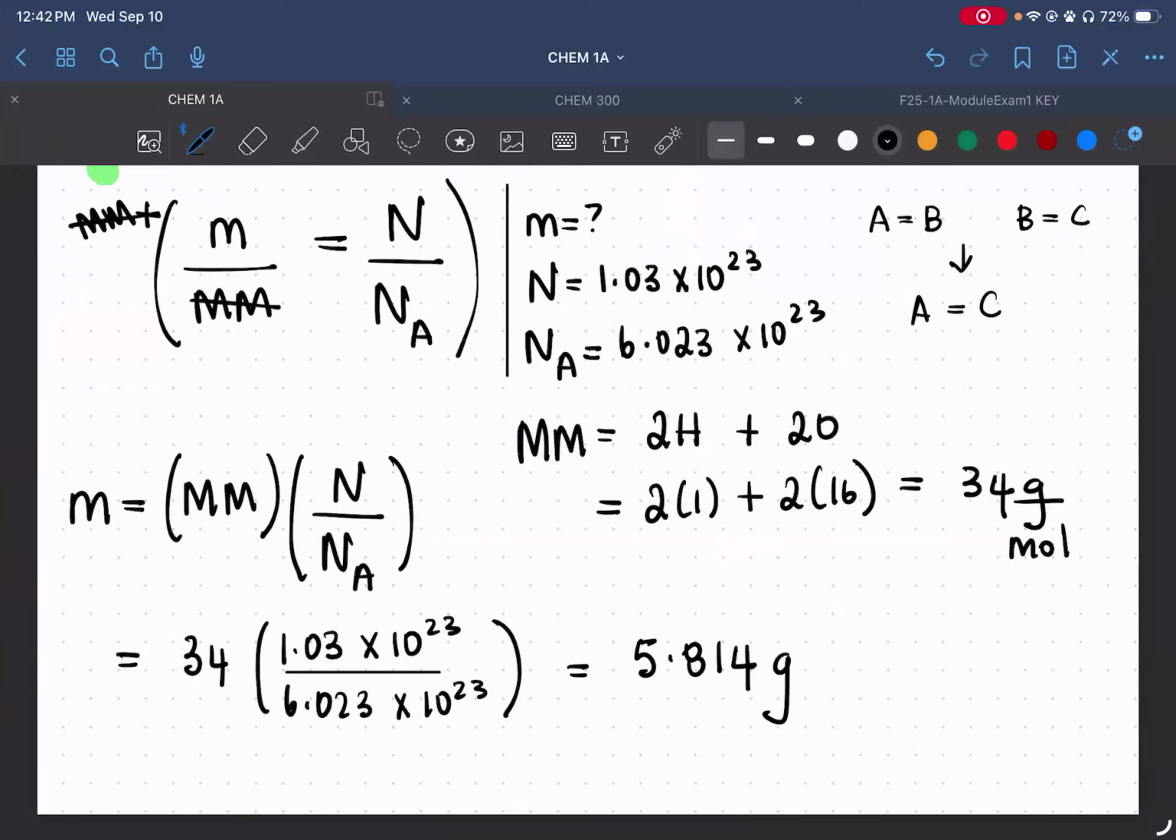The question specifically said to round to 3 significant figures from left to right, 1, 2, 3. The digit after the third tells us if we should round up or round down. That's a 4, so we just erase it, such that our final answer is 5.81.